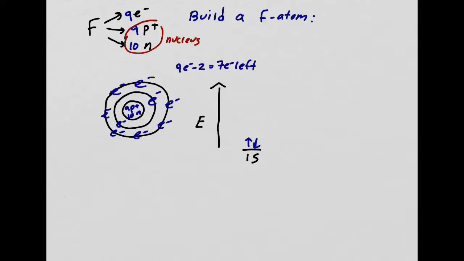Then I have to go to the next energy level. My next one is 2s. Second energy level is 2s. And on a second energy level, what else do I have beside s? I also have p.